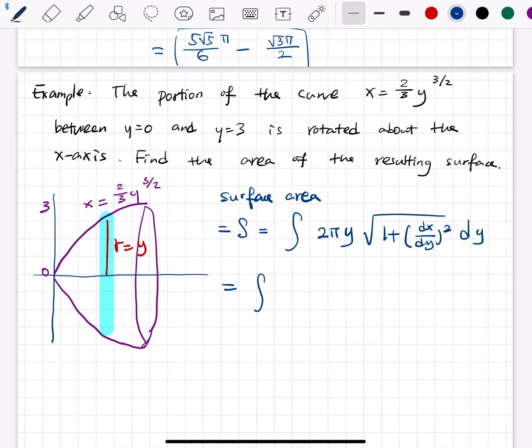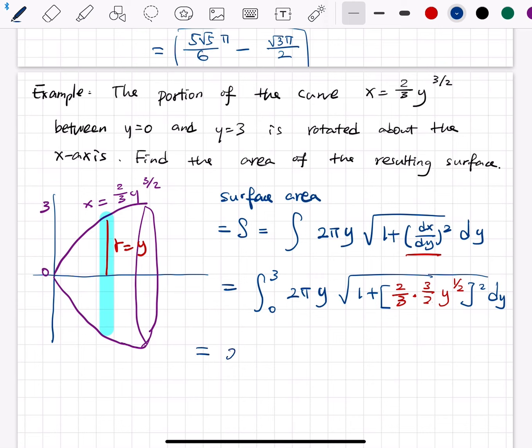So I'm going to integrate from y equals 0 to 3, 2 pi y times the square root of 1 plus the derivative x prime squared. The derivative of 2/3 y to the 3/2 is 2/3 multiplied by 3/2 y to the 3/2 minus 1, which is y to the 1/2, squared, dy. Now we're going to simplify them.